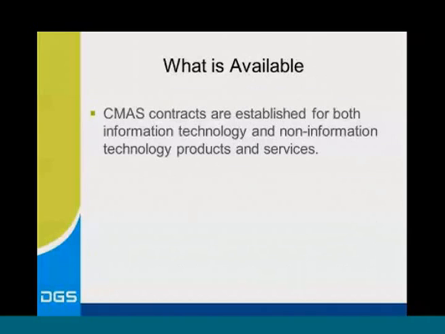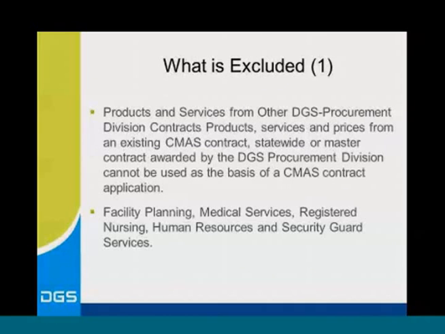What is available? CMAS contracts are established for both information technology and non-information technology products and services. Unfortunately, we do have exclusions. Products and services from other DGS Procurement Division contracts, products, services and prices from an existing CMAS contract, statewide or master contract awarded by the DGS Procurement Division cannot be used as the basis of a CMAS contract application.